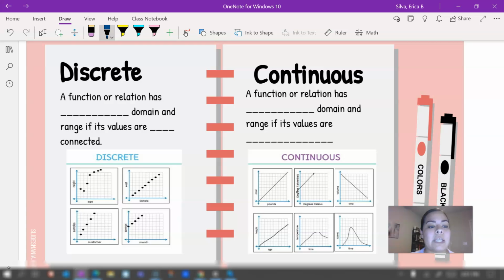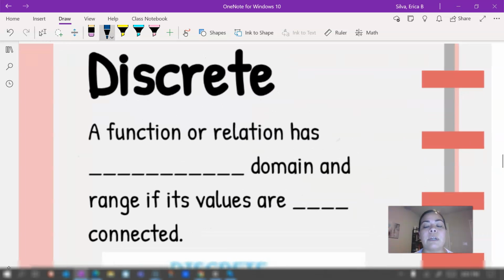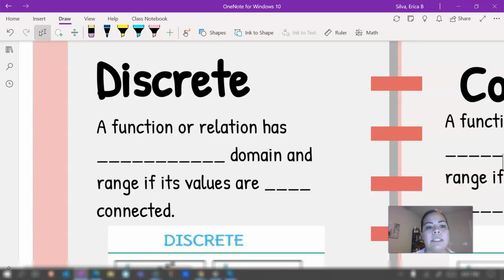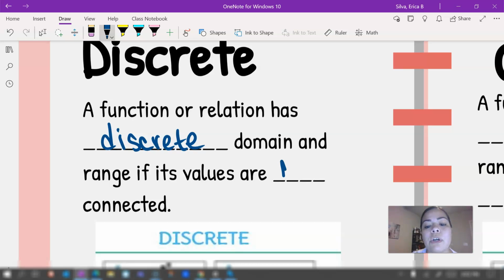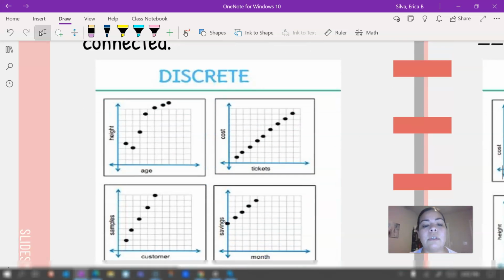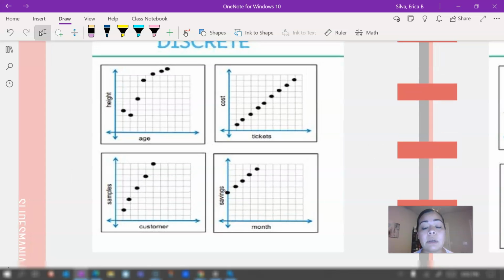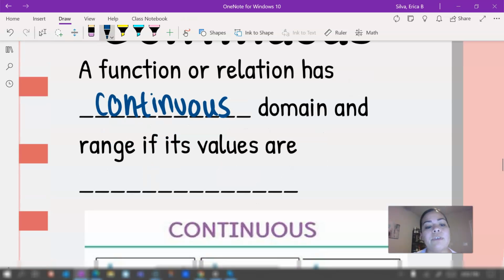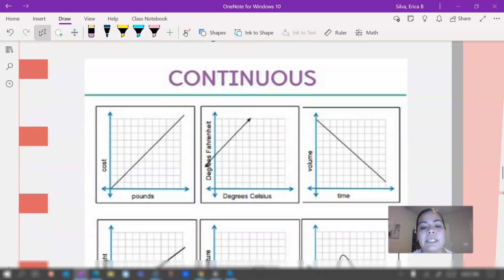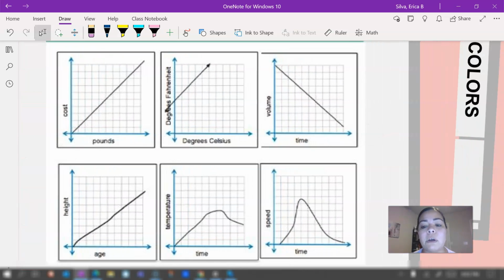Now for discrete, in order for us to distinguish what a discrete and a continuous function or relation is, a function or relation has discrete domain and range if its values are not connected. So if we look at these examples, notice how our points are not connected to each other. That's a big hint that we have a discrete graph. So now it takes us to continuous. A function or relation has continuous domain and range if its values are connected. So for it to be continuous, notice how none of these points are separated from each other. They're all continuous, which means they're all connected.